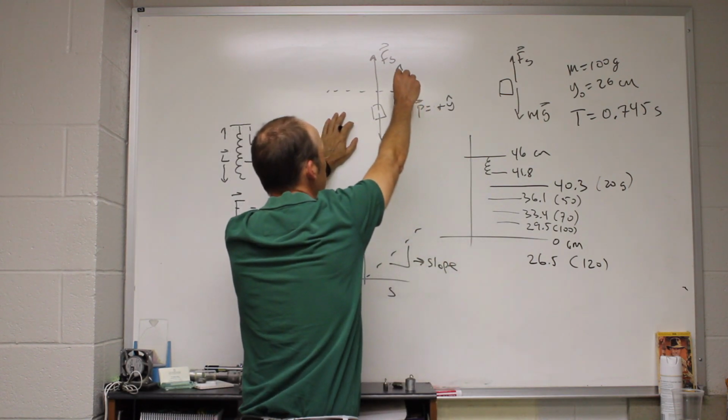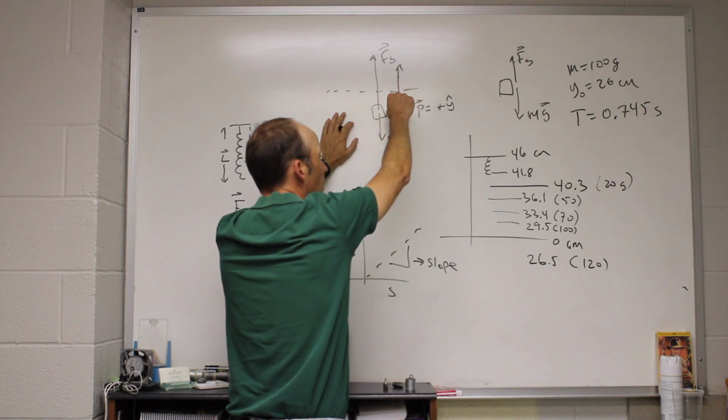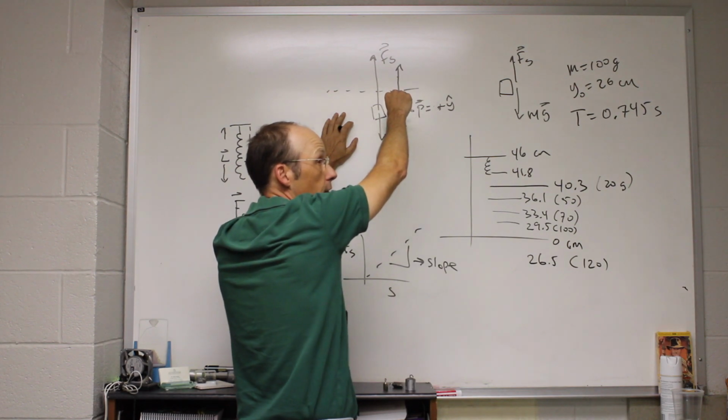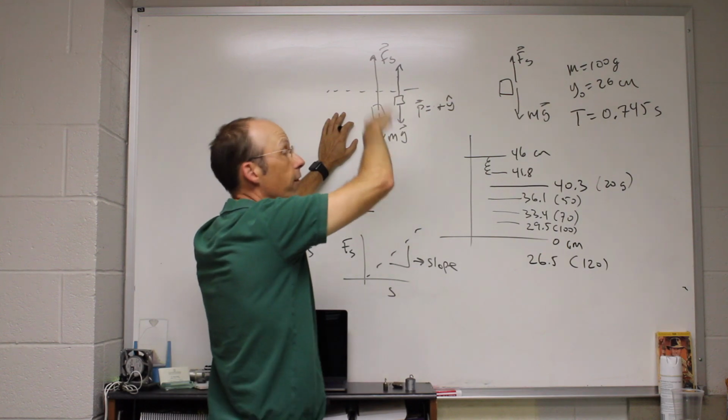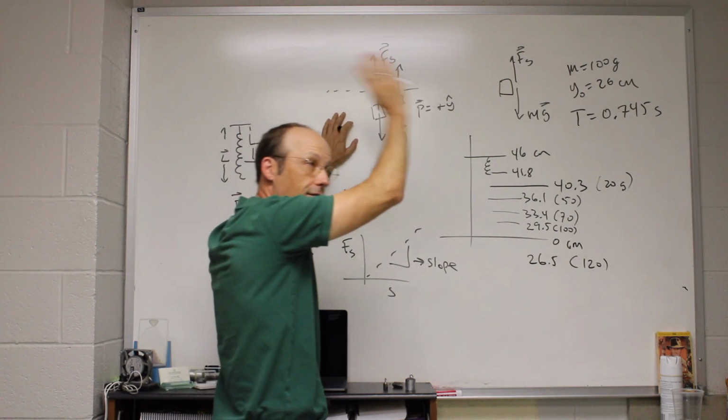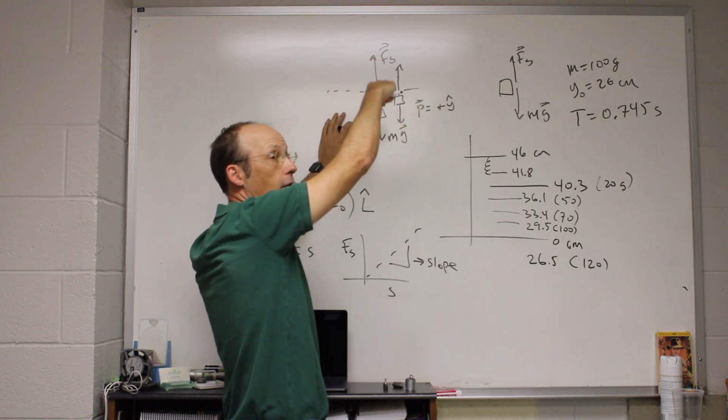It's going to keep moving up until this spring force is now lower, smaller than the gravitational force, and it's going to slow down because now the net force is down. And eventually it'll get to the part where it stops. But when it stops, it's not in equilibrium, so it's going to start moving back down again.